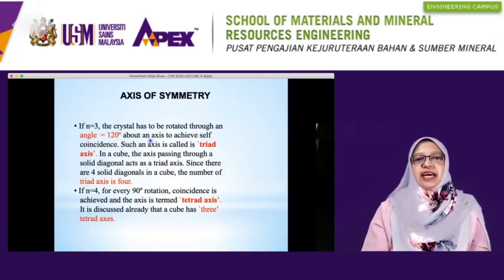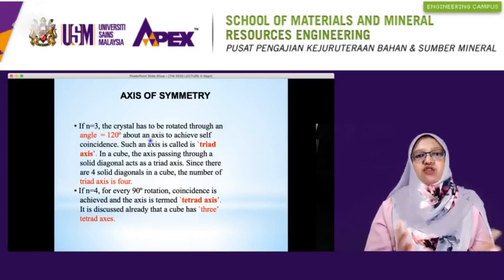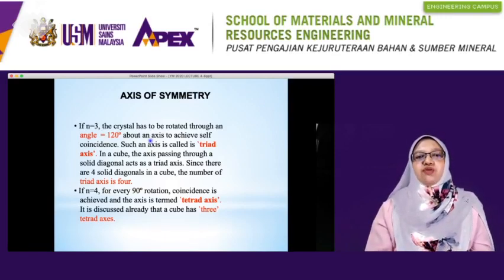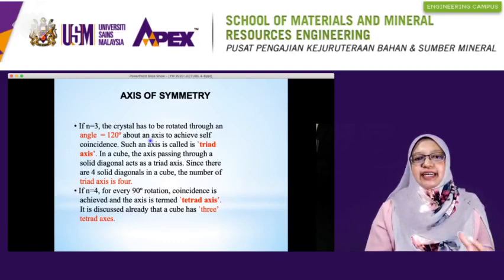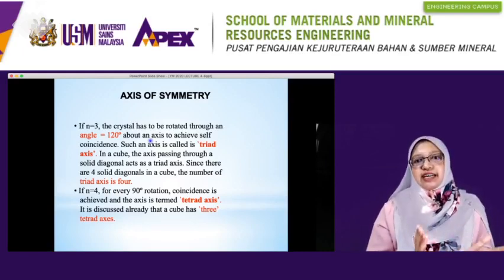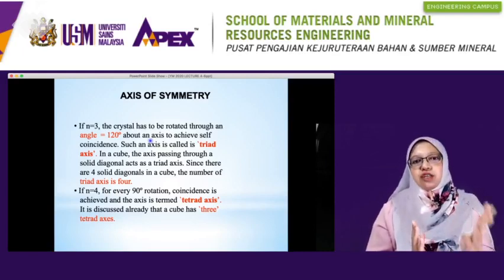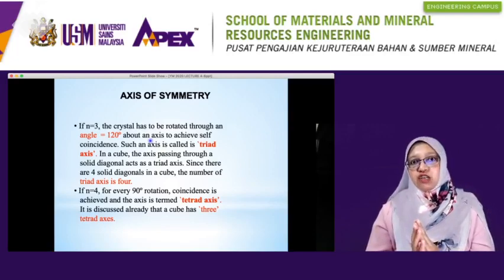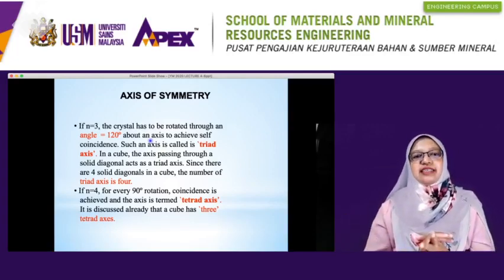If we have n equals 3, that means the rotation angle is 120 degrees. And this is what we call triad axis. In a cube, the axes passing through the solid diagonals act as triad axes. Since there are 4 solid diagonals in a cube, we have 4 triad axes.